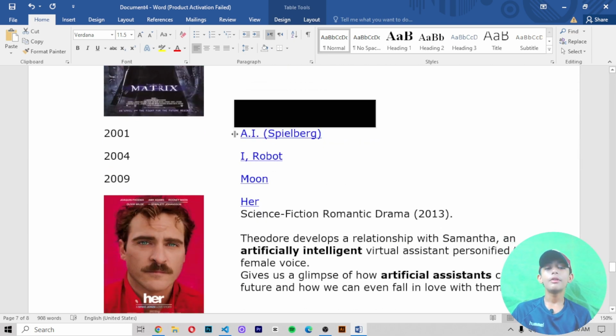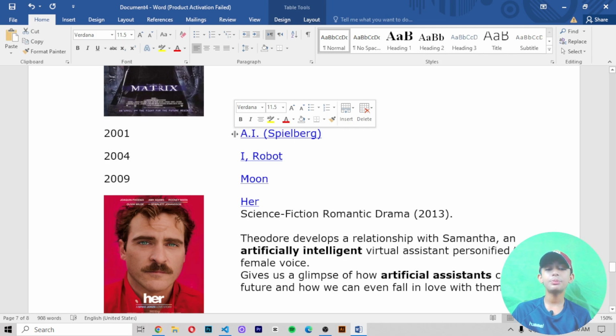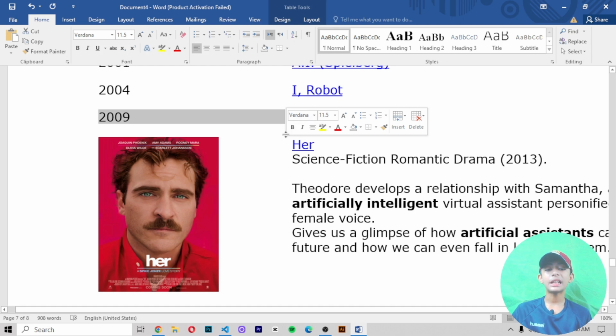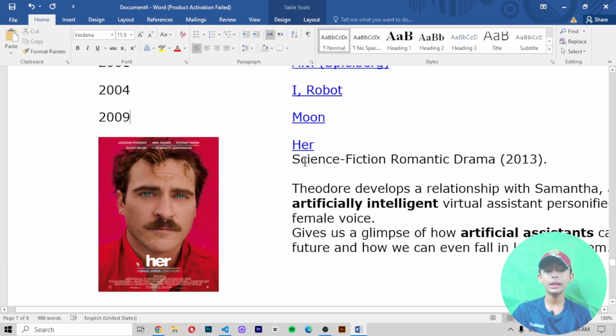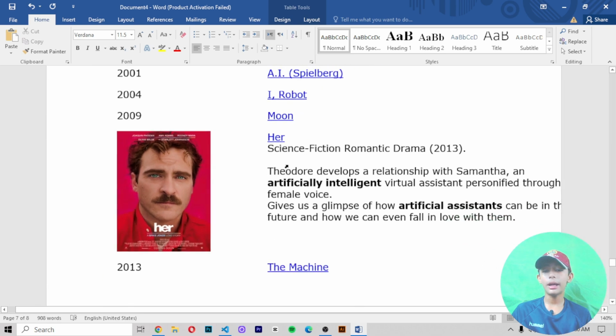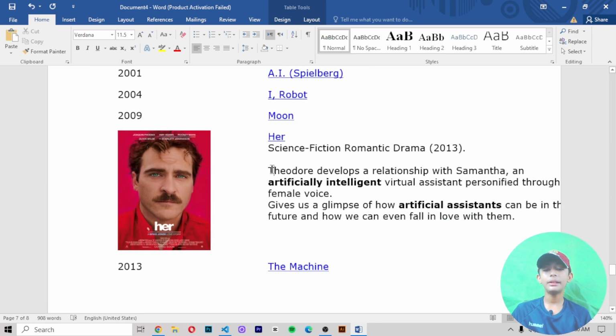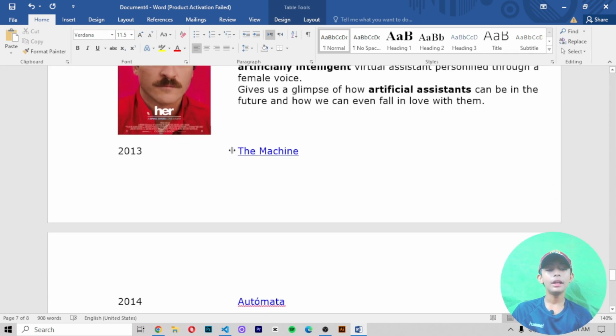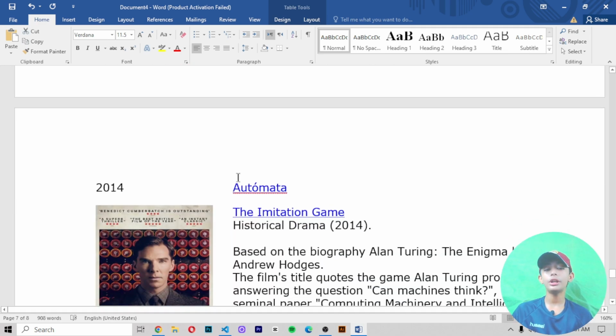In 2001, one more film came out by the name of A.I. by Spielberg. In 2004, I, Robot. 2009, Moon, and one more film came out by the name of Her. This film is a science fiction romantic drama from 2013. The main character develops a relationship with Samantha, an artificial intelligence virtual assistant. It shows that virtual assistants can exist in the future, and how we might fall in love with them. In 2013, The Machine. In 2014, Automata.